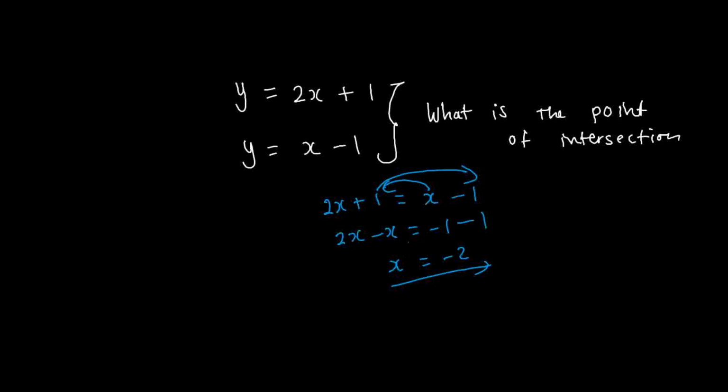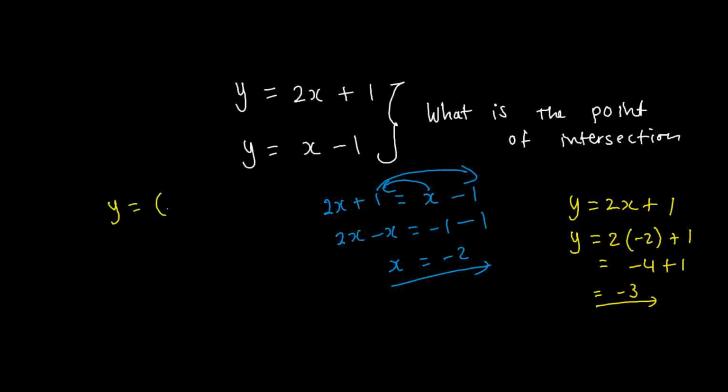Now I can substitute negative 2 in either the first or the second equation to find the y value. So let's use the first equation. Y is equal to 2x plus 1. So when I substitute negative 2 in the equation, I get negative 4 plus 1, which is negative 3. Or you could also substitute in the second equation, which is y is equal to negative 2 minus 1, which will also give you negative 3. So it doesn't matter which equation you substitute, you're still going to get the same y value.